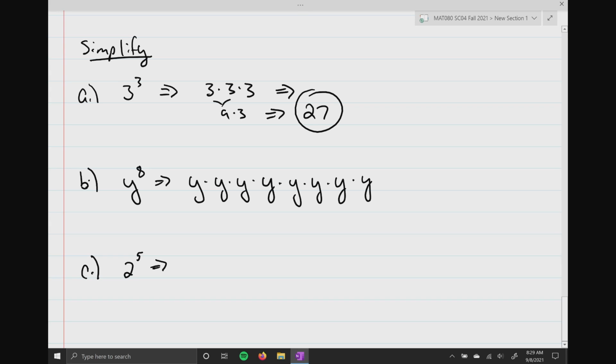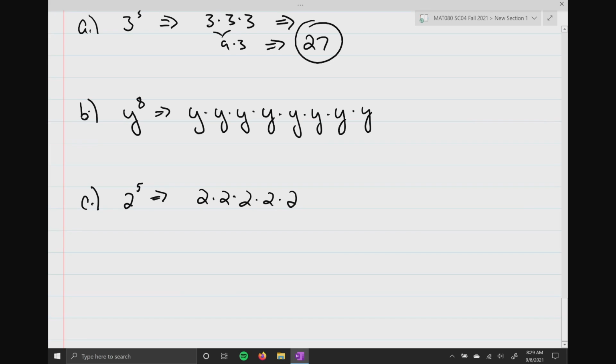Now, the hard part, I think, is part C, 2 to the 5th, only because it's a lot of multiplying. So, first we write it out, 2 times 2 times 2 times 2 times 2. Now, personally, what I will do here is just group them up. 2 times 2 is 4. So we have 4 times 4 times 2. We know 4 times 4 is 16 times 2. And 16 times 2 is 32.